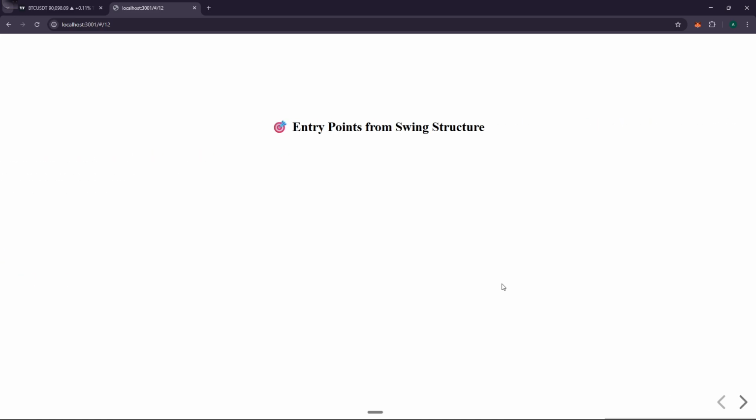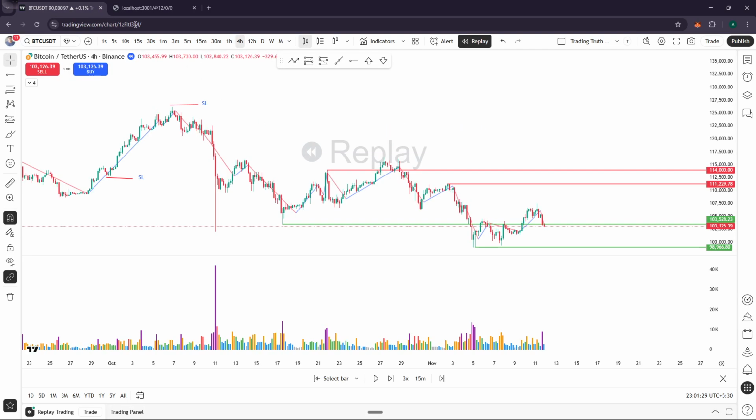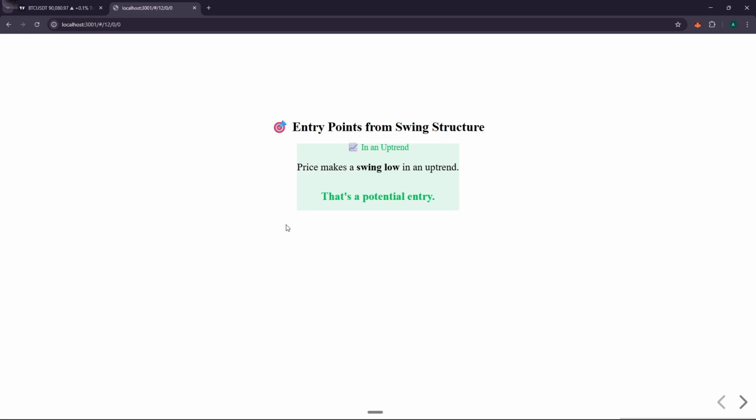All right, and so in an uptrend, price makes a swing low that's higher than the previous swing low, and that's a potential entry. Price makes a swing high in a downtrend, and if that's lower than the previous high, that's a potential entry for a short trade. So for instance, check this out. It's making a lower high, short trade, right? If it's making a higher low, long trade there.